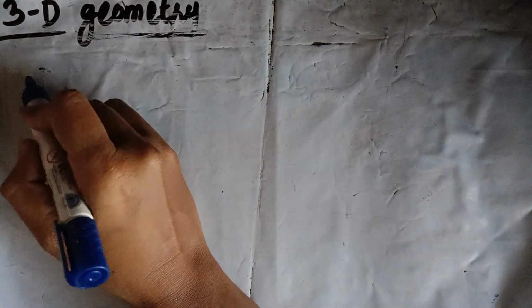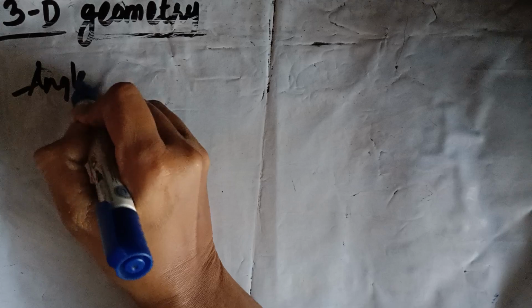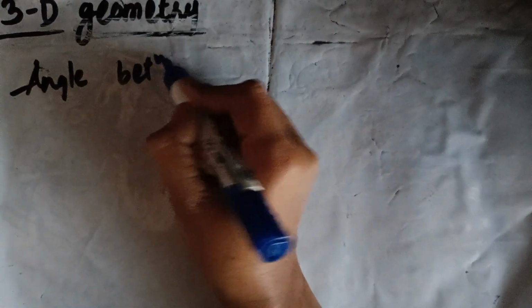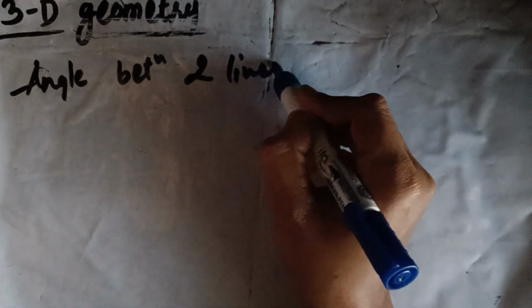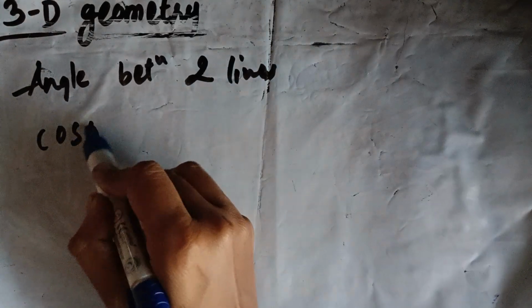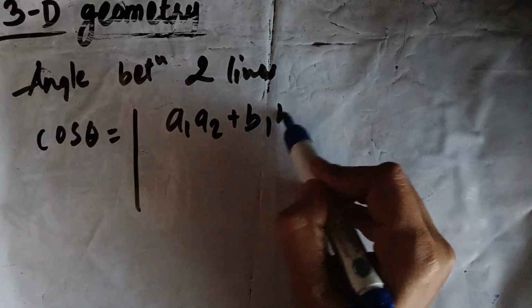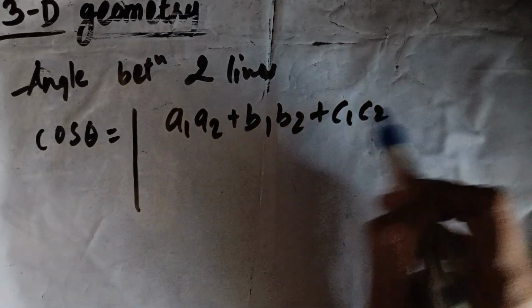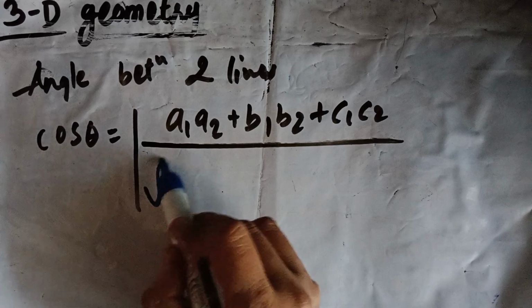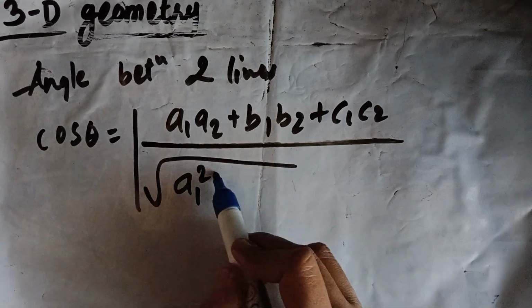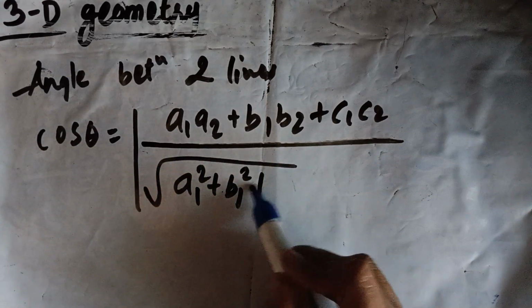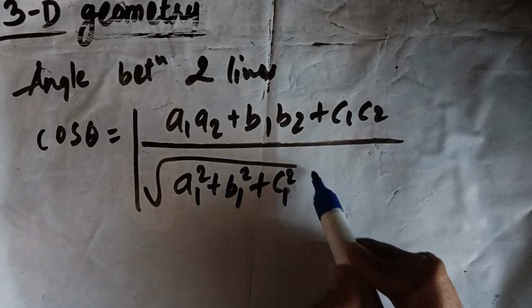Next we have the angle between two lines. For two lines, cos theta is a1 a2 plus b1 b2 plus c1 c2 (upon the product of the magnitudes). This formula is very important. 1 mark questions or 2 mark questions are asked based on this formula.